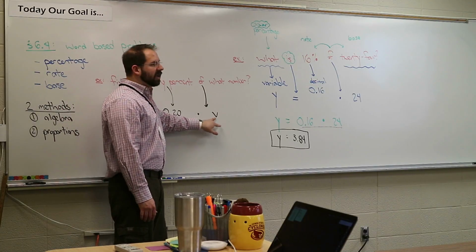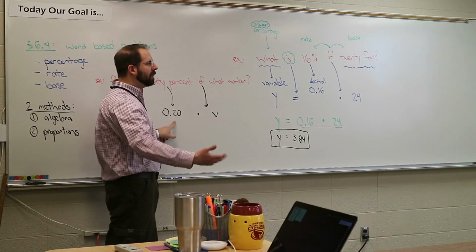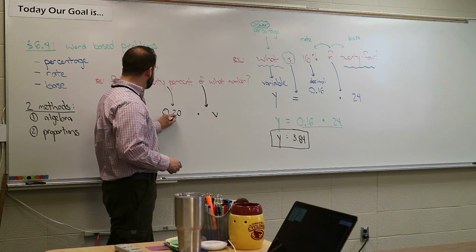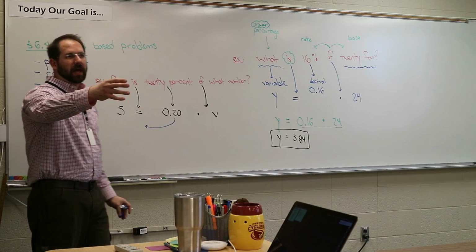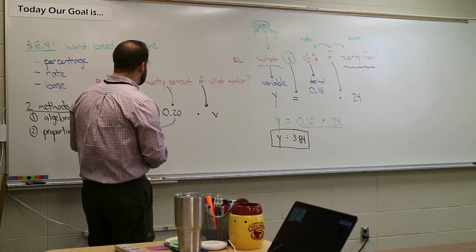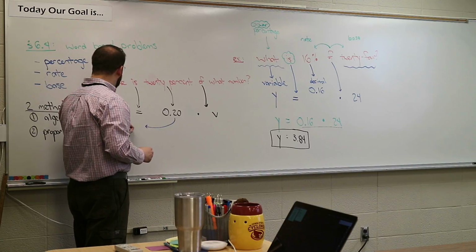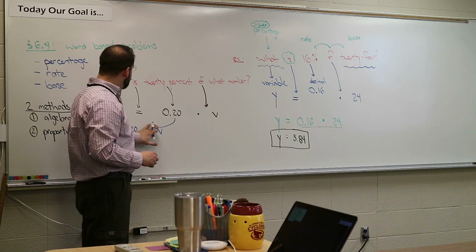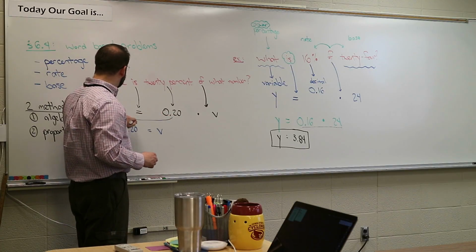Is the V by itself? No, it's got a 0.2 being multiplied on it, right? So here's what you're gonna do. You're gonna take this 0.2 to the other side, and instead of multiplying, you do the complete opposite of it. What is the opposite of multiplying? Dividing. You're going to take 5 and divide by 0.2. That way, it'll get the V by itself, and that will help you get to your final answer.